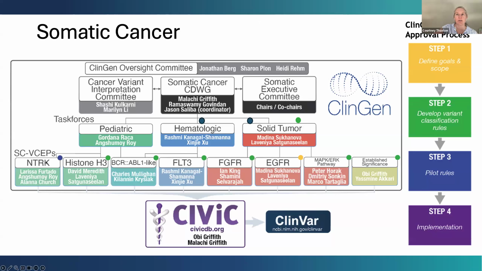You can see that there are several different what we call somatic cancer variant curation expert panels, or SCV sets, and they are in multiple different stages, and we are about to have several of them get to the point of being in step 4 in implementation. They will be publishing all of their information about their interpretations to CIViC, which is the Clinical Interpretation of Variants in Cancer database. Those will also be published to ClinVar, much like our variant curation expert panels published for monogenic disease. And again, you can see all of the different focus for these SCV sets, including FGFR, EGFR, established significance, and NTRK, and so on.